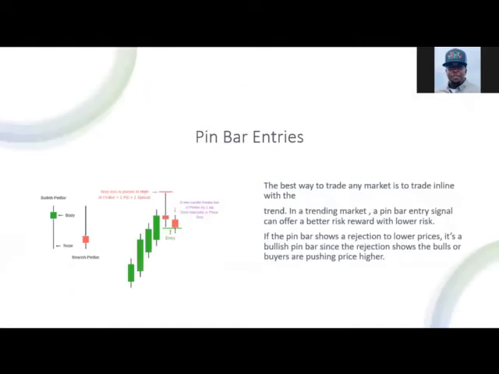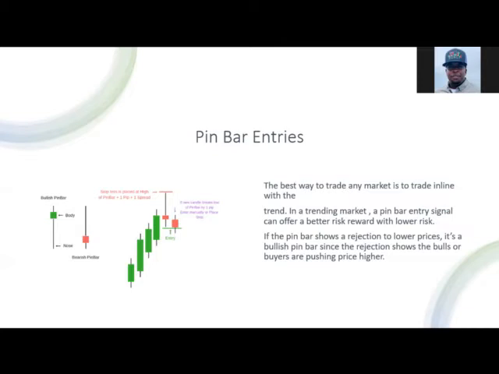So let's talk about our entries. The best way to trade any market is to trade in line with the trend. All right, remember, the trend is your friend. In a trending market, a pin bar entry signal can offer a better risk to reward, which means if you can see that pin bar reversal, this is going to give you a better risk to reward. This is going to let you get into the market on a great entry.